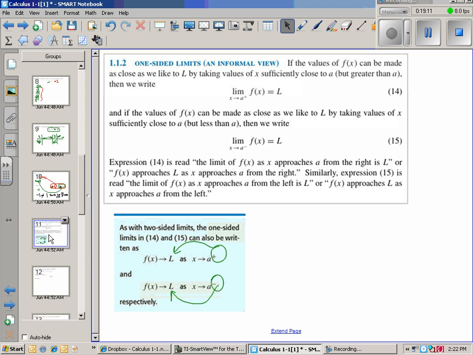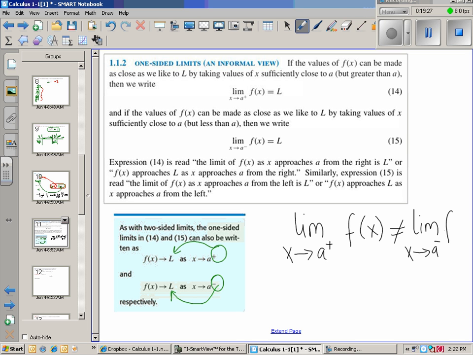So what this is telling you is, if the limit as x approaches a from the right of some function does not equal the limit as x approaches a from the left of that function, then the limit as x approaches a of f of x does not exist. Okay? Called the finger test. Your fingers have to be pointing to the same y value. Let's take a look and see.